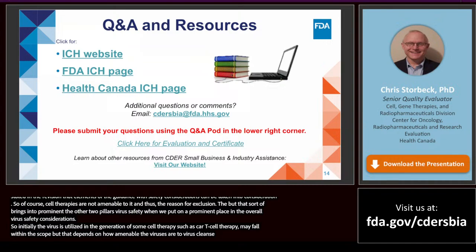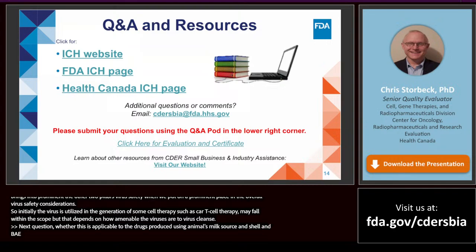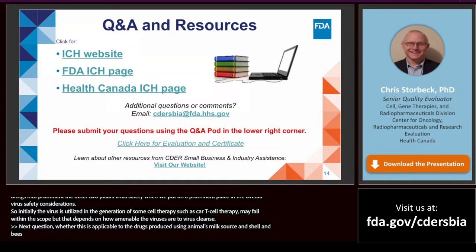Next question. So whether ICH Q5AR2 is applicable for the drugs that are produced using animals' milk source and shell and beeswax source materials as bulk raw material. Please clarify if this guideline is applicable for the above said animal source materials, non-animal source material that is non-living in nature, not like a cell or biological process-based material.